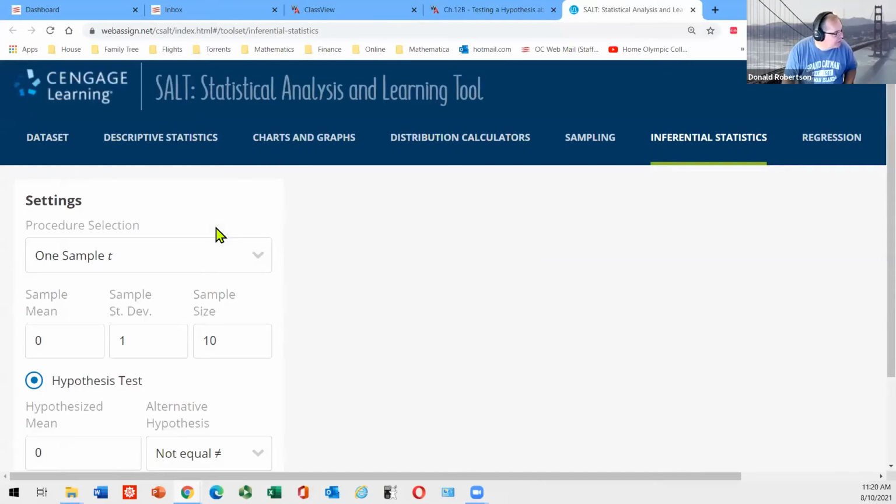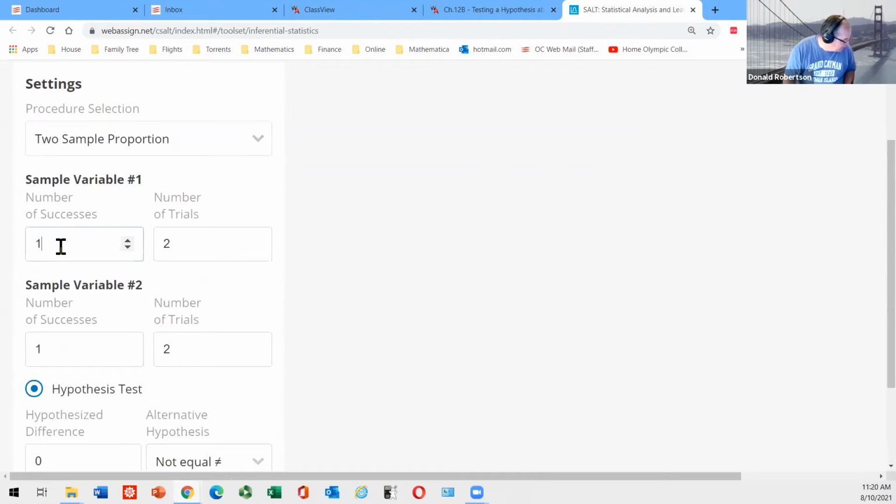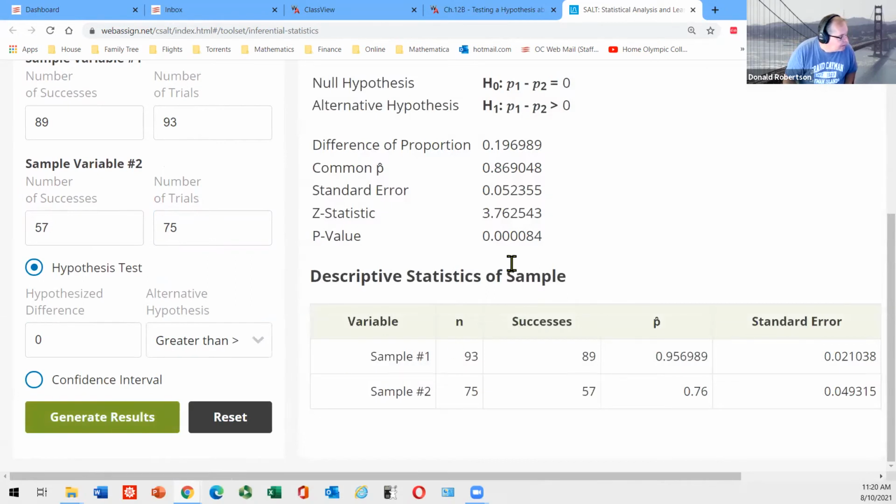When I click on this, inferential, two sample proportion, the women go first, 89 out of 93. The men go second, 57 out of 75. That's always 0. We're trying to see that women are bigger than men. And we're going to generate the results. Boom. And that's your Z statistic. And that is a very tiny p-value.